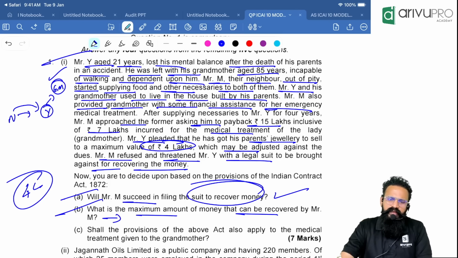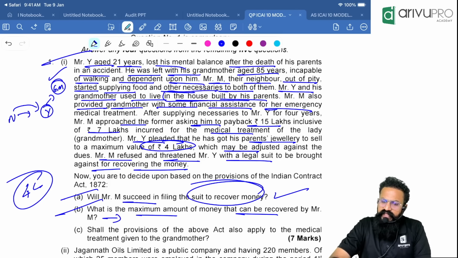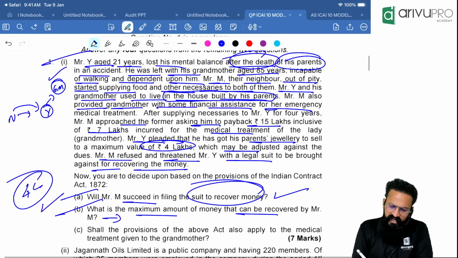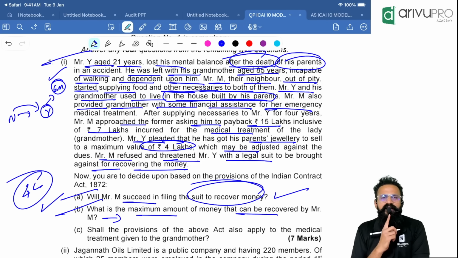But in the question, people, they have clearly given they are staying in the house which is built by his parents, and the parents are no more. That means what? That house also belongs to him only as a part of inheritance. So even that inheritance, that home will also be liable.